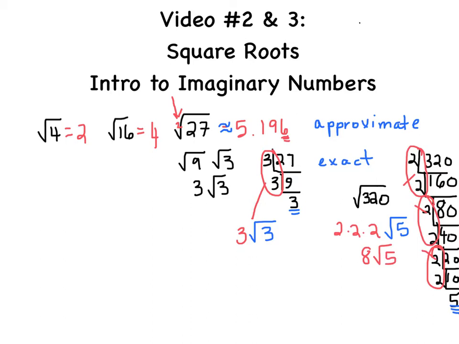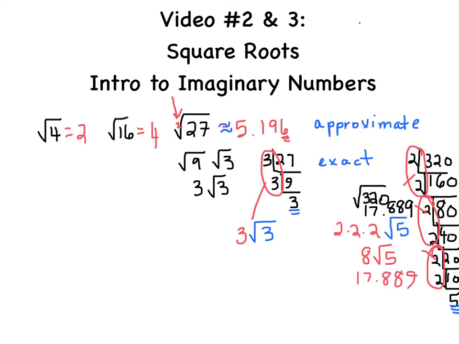If I wanted to check it, what I could do is put this in my calculator, square root of 320, and square root of 320 will get me 17.889. And then I could put this in my calculator, 8 square roots of 5, and that also gets me 17.889.